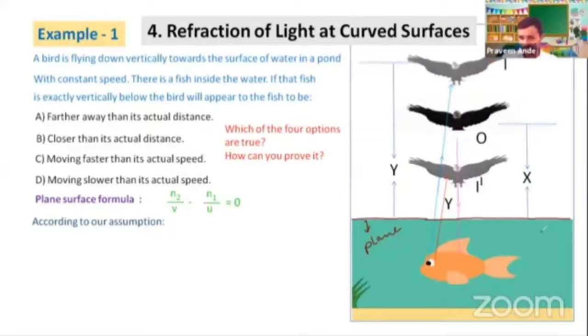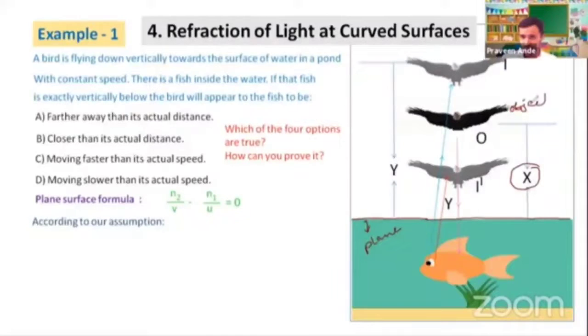So what is object distance? This is the object for the fish or anything. The light moves towards the water, then it will be received by the fish. Then this fish can imagine that image at a certain distance. So that will be called the image distance.